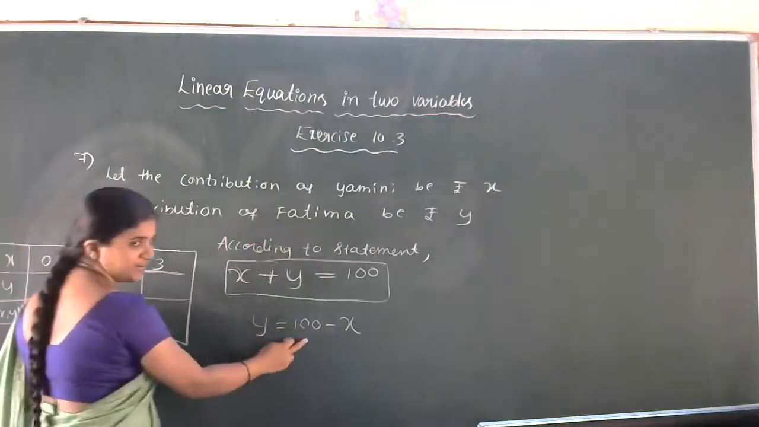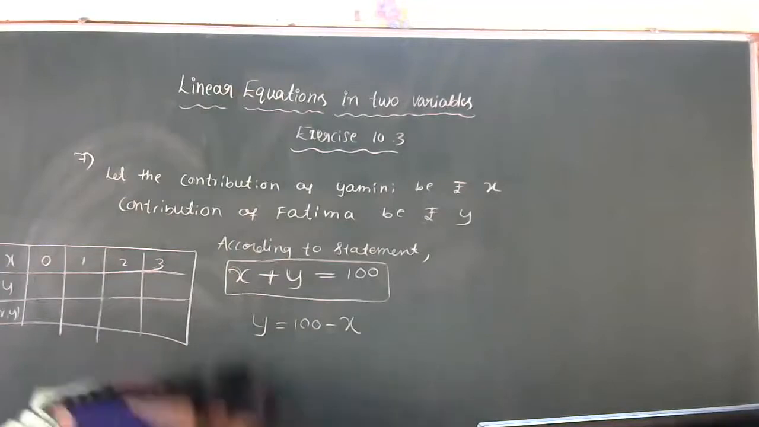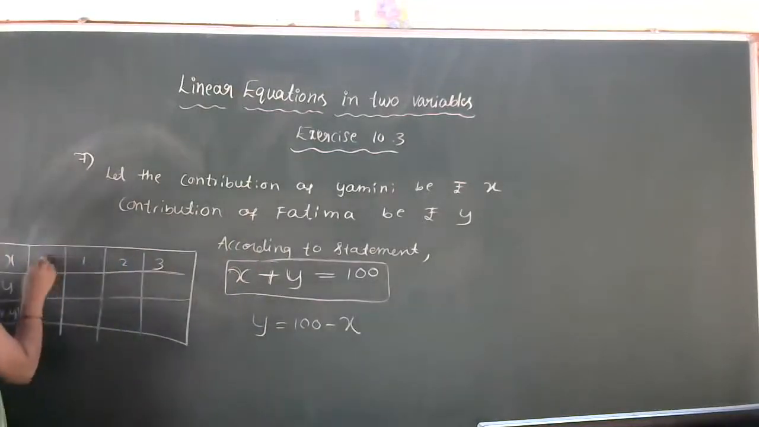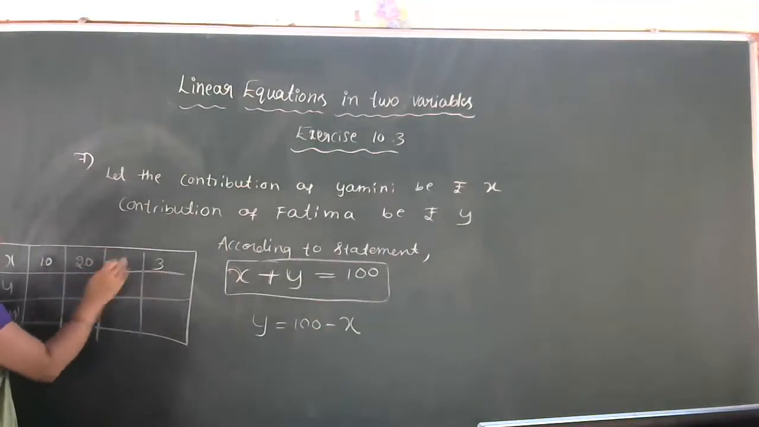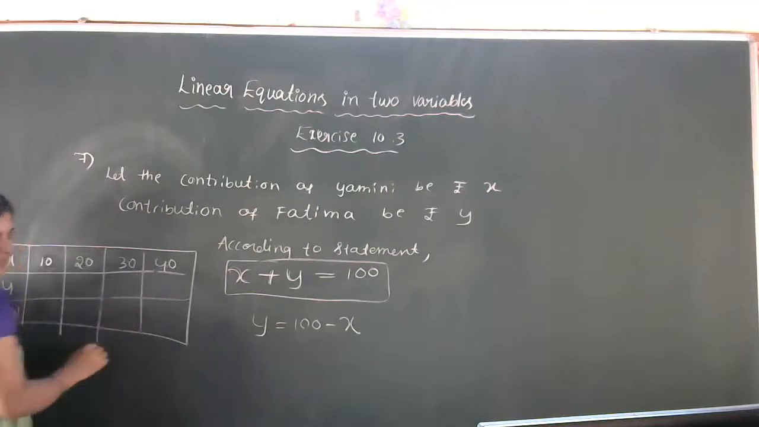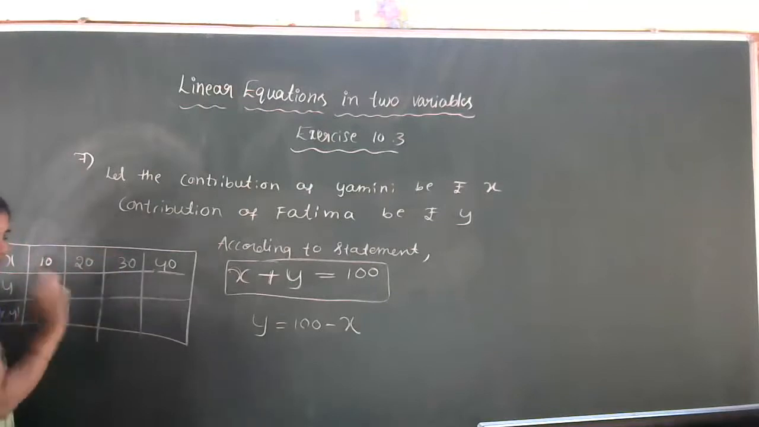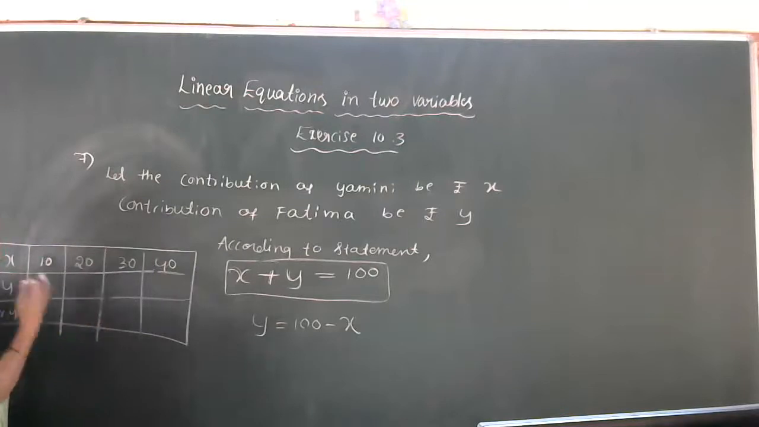Here it is 100, so we can maintain the scale better by taking X equal to 10, 20, 30, 40. Minus 10 also you can take, but now I am going to take only positive values: 10, 20, 30, 40, so that you will get a nice graph.